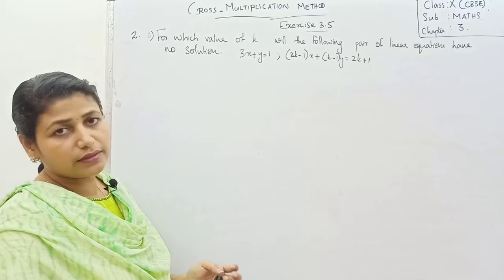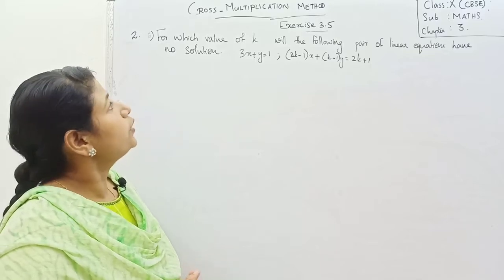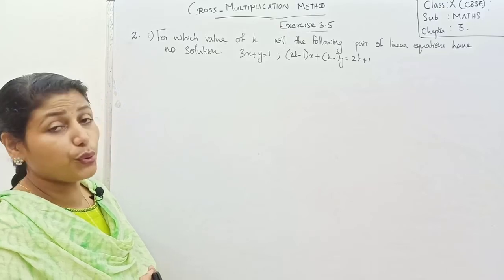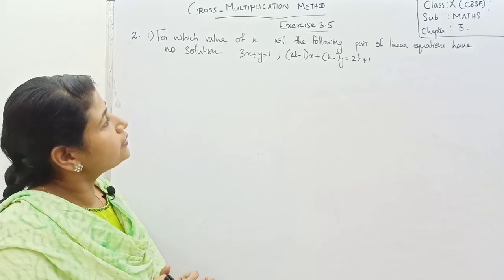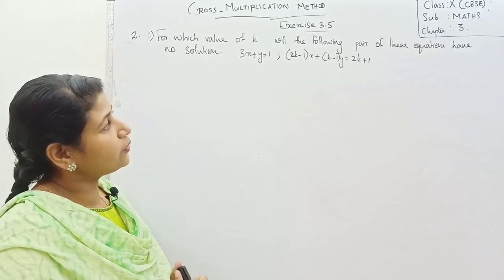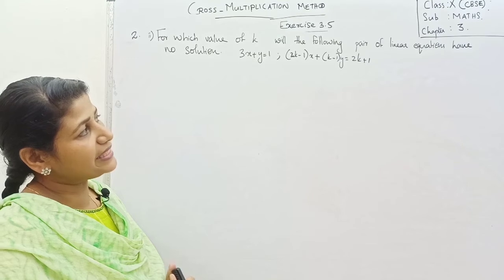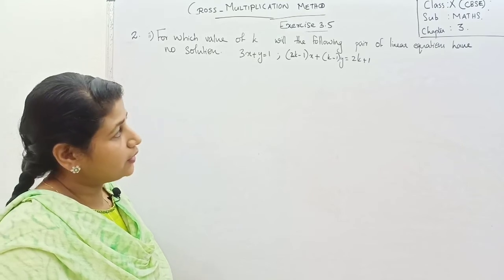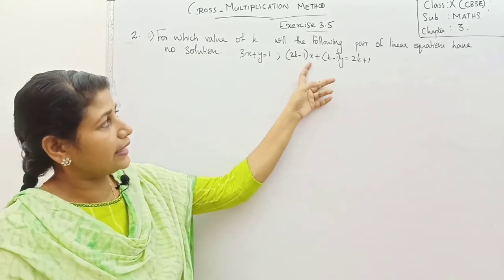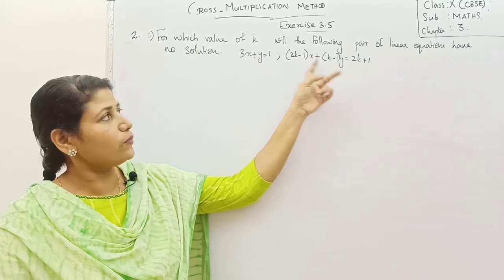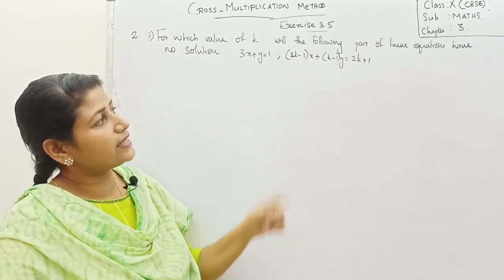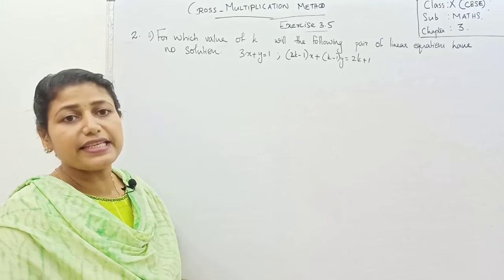So the second sub-question in the second question: for which value of k will the following pair of linear equations have no solution? Two linear equations are given: 3x plus y equal to 1 and (2k minus 1)x plus (k minus 1)y equal to 2k plus 1. So in the second equation, one variable other than x and y is given, and one constant is given, which is k. We have to find out the value of k since these two lines do not possess any solution.